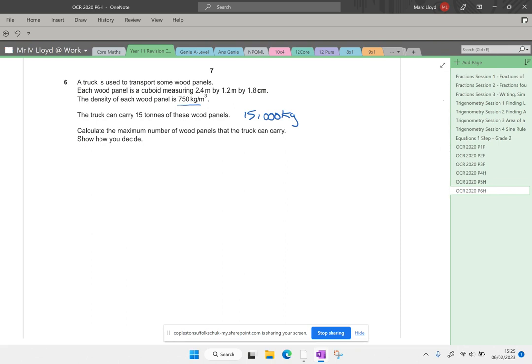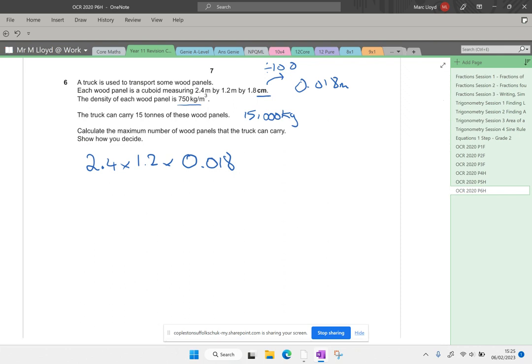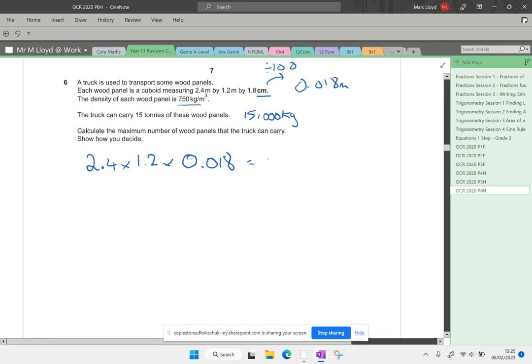So let's work out the volume of these wooden panels. So 2.4 times 1.2 times 0.018, because this is in centimeters and we need to convert that into meters. That's probably the height of it. So a wood panel is quite flat. So that's 18 millimeters. But that is going to be 0.018 for meters. Okay, multiply those through. So 2.4 times 1.2 times 0.018. And we get 0.05184. And that's meters cubed, which is the volume.